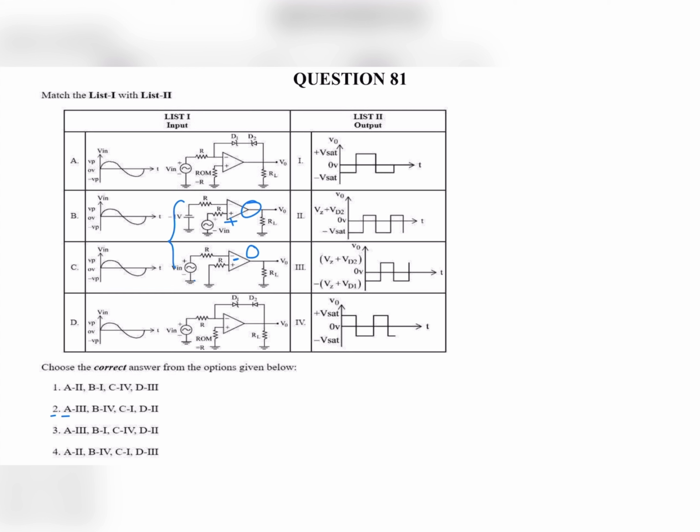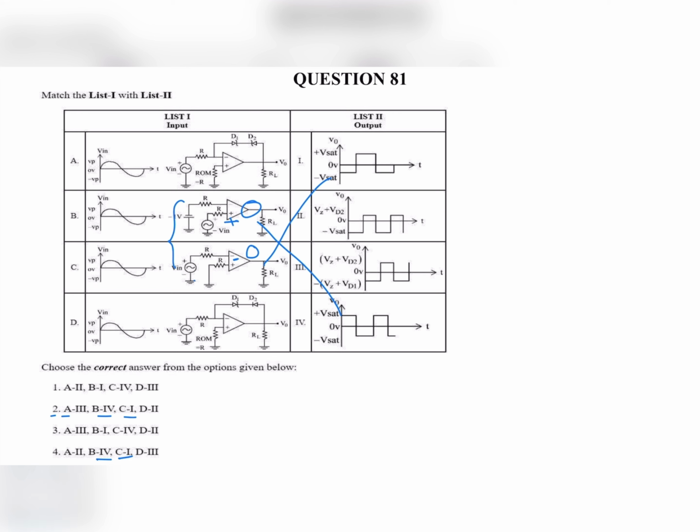If input is connected to the non-inverting input terminal, then the output starts from plus V saturation. So for B it is 4. In C statement, the op amp input is connected to the inverting input terminal, so the output will start from minus V saturation. For C it is 1. So B is 4 and C is 1.